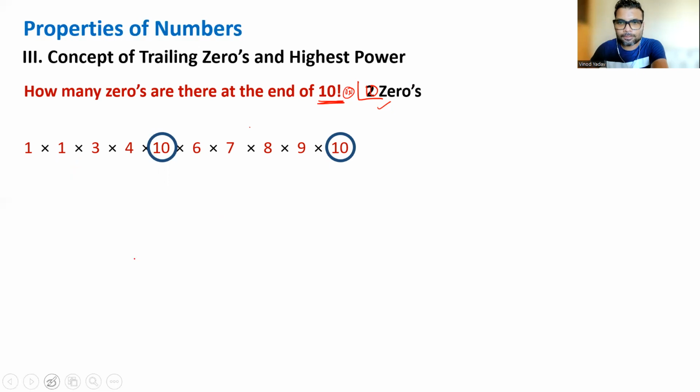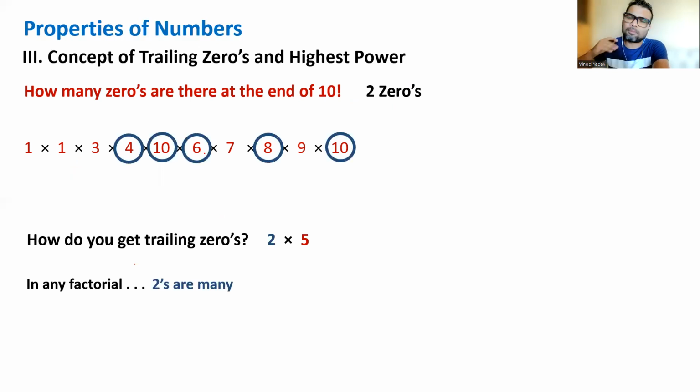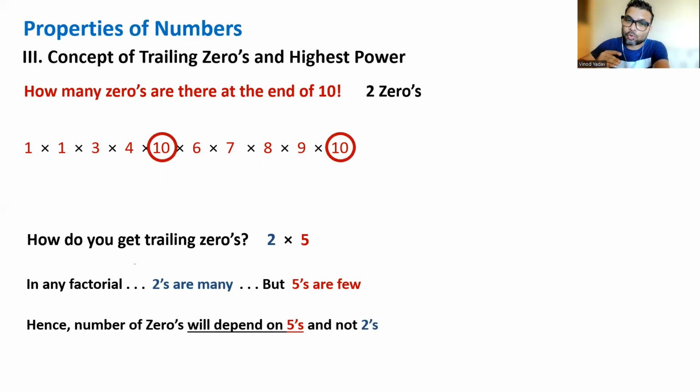Alright, now, so how do we get trailing zeros? Based on number of tens, which means based on number of twos and fives. So in any factorial you can see that there are many many twos but fives are limited. Our main focus should be hence to count number of fives. So number of zeros will depend upon number of tens, and number of tens will depend upon number of fives, because twos are in abundance. Every second number will give me a two, but every fifth number will give me a five. So entire focus should be on counting number of fives.